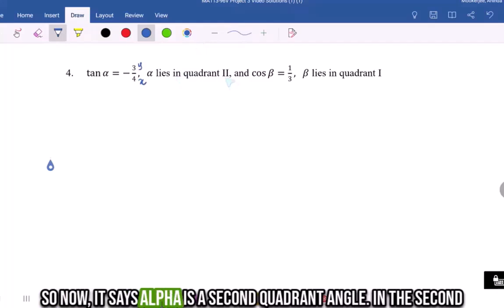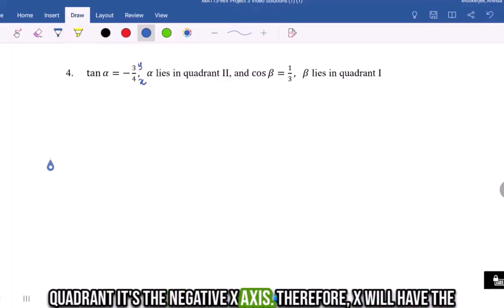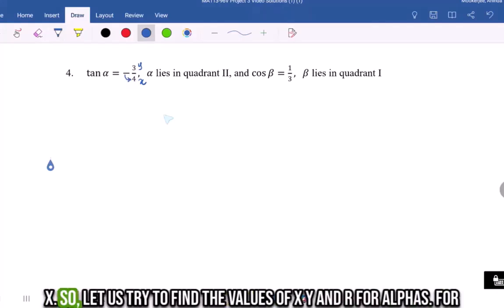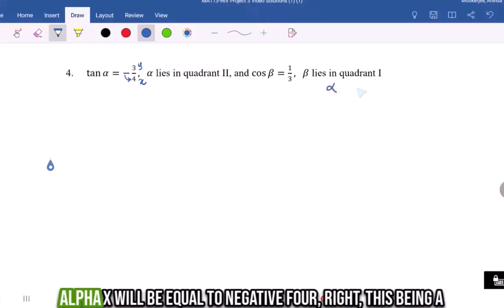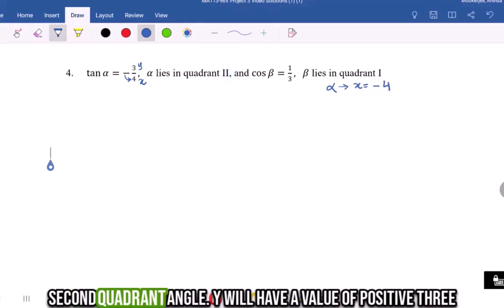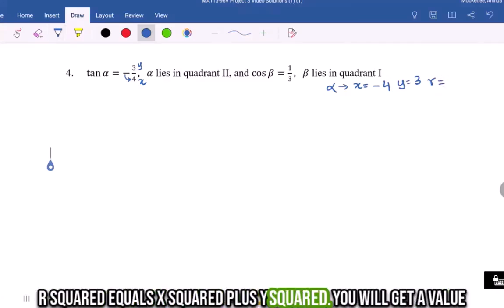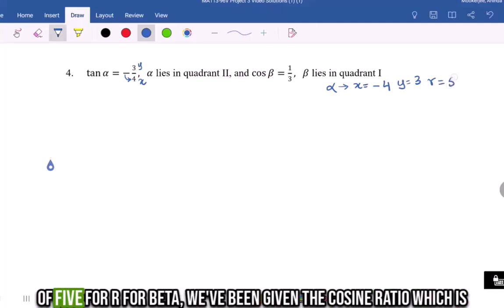Now, it says alpha is a second quadrant angle. In the second quadrant, it's the negative x-axis. Therefore, x will have the negative sign. This negative sign will really be associated with x. So let's try to find the values of x, y, and r for alpha. For alpha, x will be equal to negative 4, this being a second quadrant angle. Y will have a value of positive 3, and you have to use the Pythagorean formula to find r, which is r squared equals x squared plus y squared. You will get a value of 5 for r.